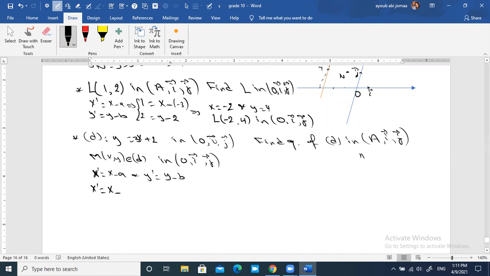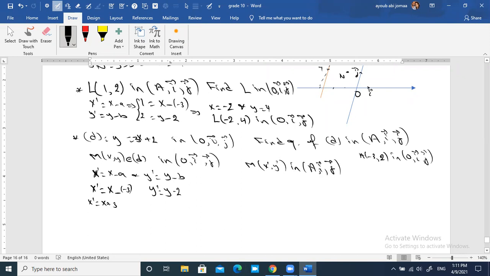Point A has coordinates negative 3, 2 in the system OIJ. Then x prime is equal to x minus negative 3, so x prime is equal to x plus 3. And y prime is equal to y minus b, so y minus 2. Now, M has the coordinates x prime, y prime in the system AIJ.